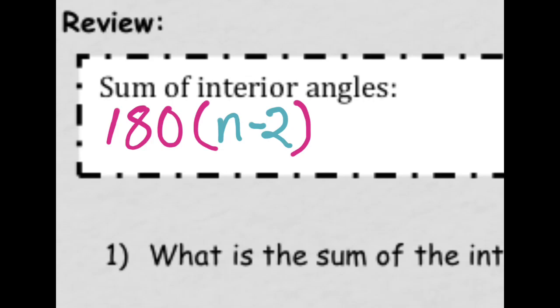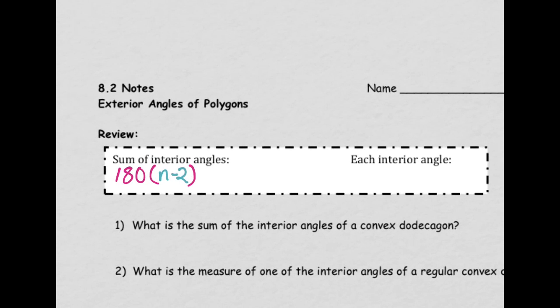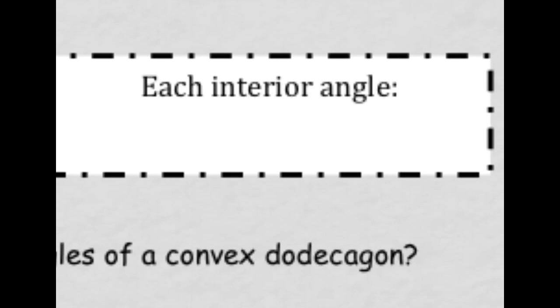If you have a pentagon with 5 sides, how many triangles are in that pentagon? 3. 5 minus 2, right? And then you just multiply the number of triangles in the figure by 180. Okay. Now, for each interior angle, well, it's just 180 times n minus 2, so that's the sum of all of your interior angles.